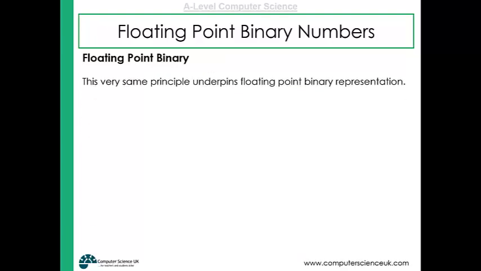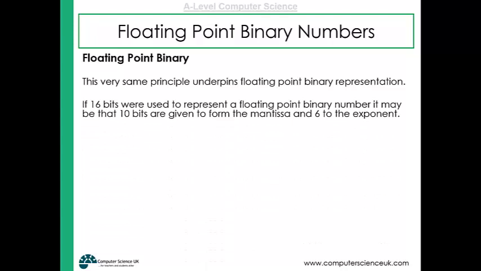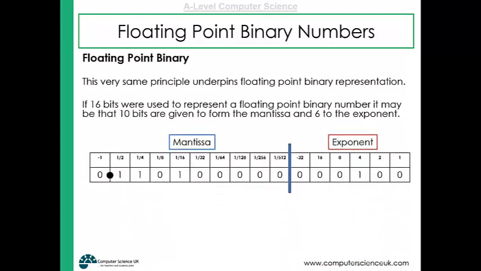Now, this same principle underpins floating point binary representation. So if we had 16 bits that was used to represent a floating point binary number, it might be that we have 8 of those bits to form the mantissa and 6 to be the exponent. Here's an example of that. You can see here that we've got the mantissa where the decimal point is after the first 0, and then we've got the fractional parts to represent the mantissa. And then on the right hand side, those 6 bits are representing the exponent, the order of magnitude.